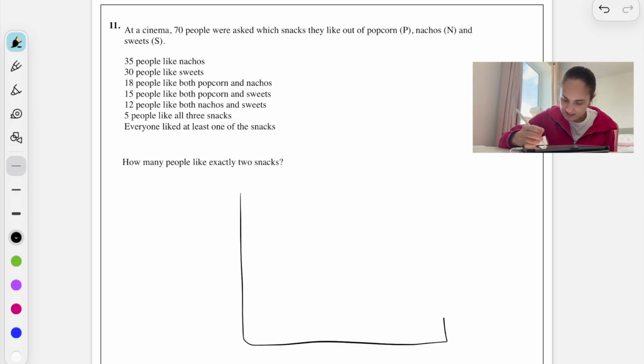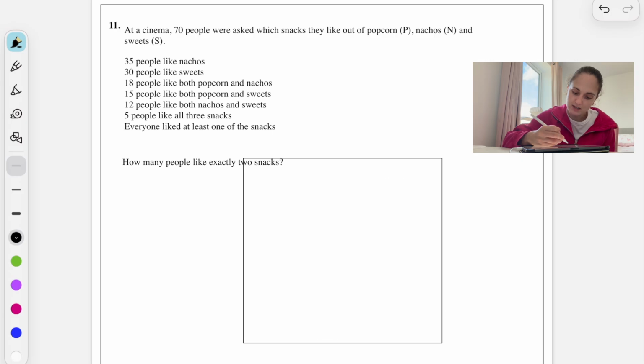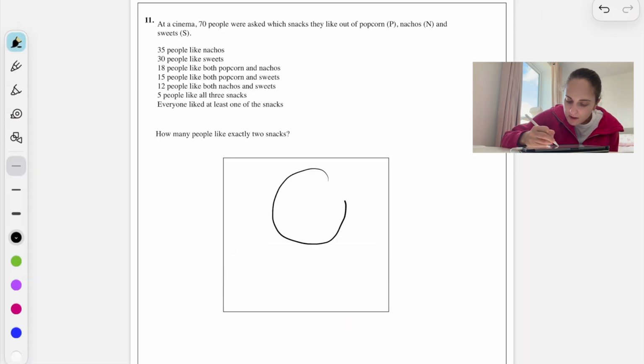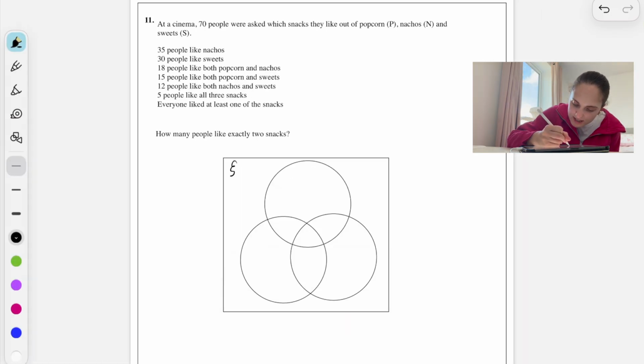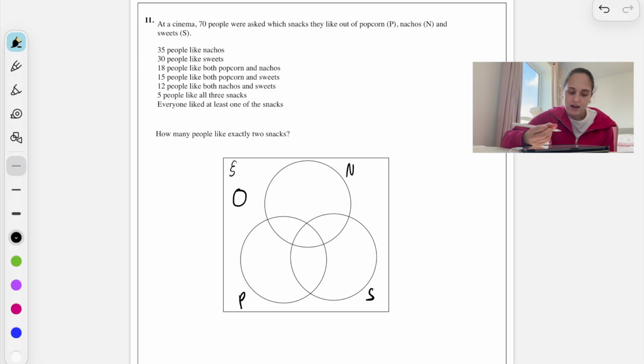So the first thing I need is the box to represent the sample space. And then I'm going to draw my 3 circles in my box. So I'm going to use this little Greek letter to represent the universal set. And I'm going to label them nachos, sweets and popcorn. So if we go right to the end of the information, we have everyone liked at least one of the snacks. So that tells us that there's nobody on the outside. So I'm going to start off by putting 0 on the outside.